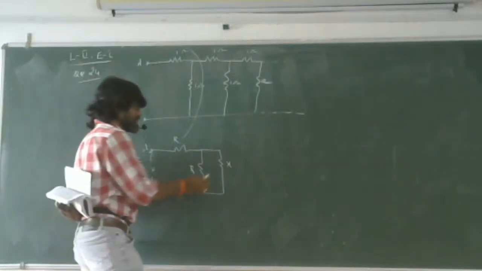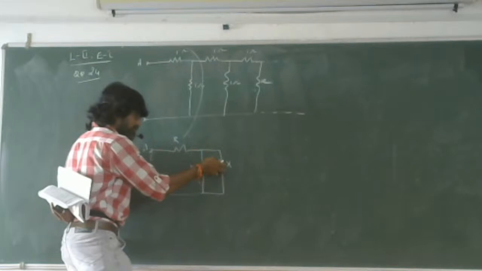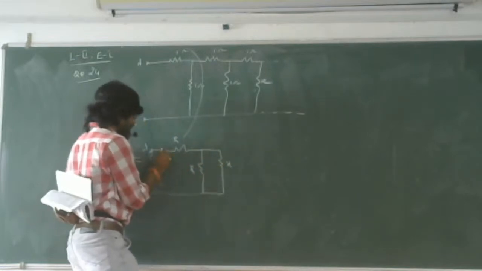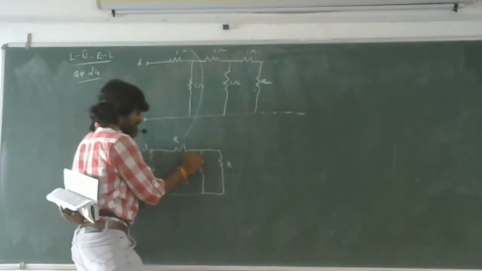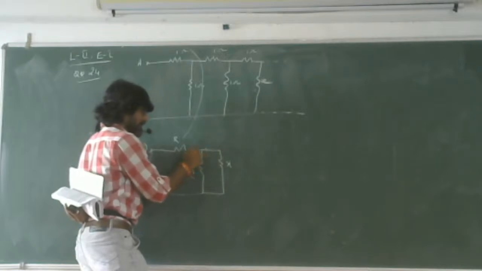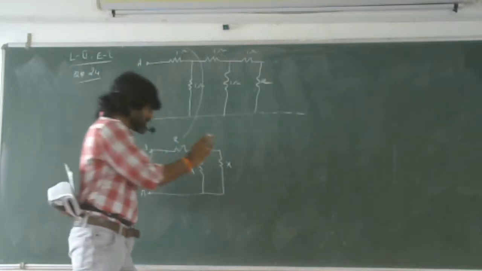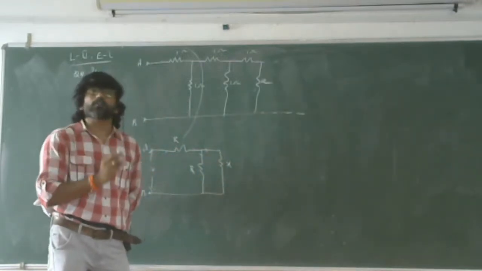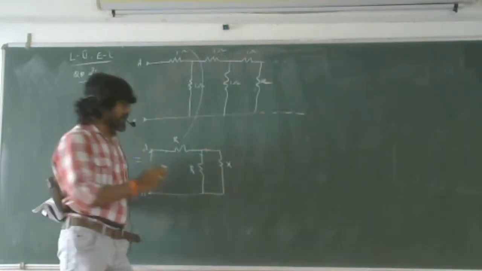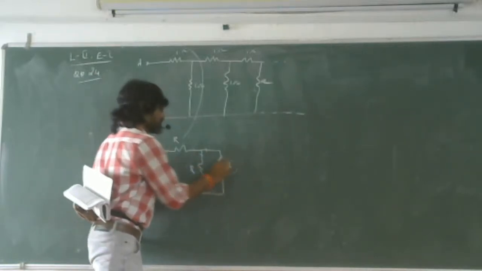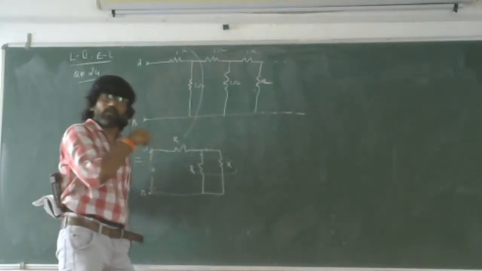So what is that X we want to find? For that purpose, let us come back to this point and consider that some current is coming here; this will divide the current in these two vertical sections. So this X and R are said to be in parallel. So find the effective resistance of these two. So what you will get? R into X by R plus X.